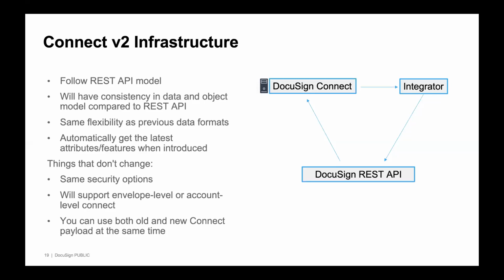Now, the last thing is, because this is kind of all built on top of our REST API's object model, that means that all non-breaking new features, so essentially everything additional to what we have today, every new feature that gets added will automatically be included in the payload. So let's say that we introduce yet another recipient type in the future. If you decide to use that, that will automatically come through in the Connect payload.